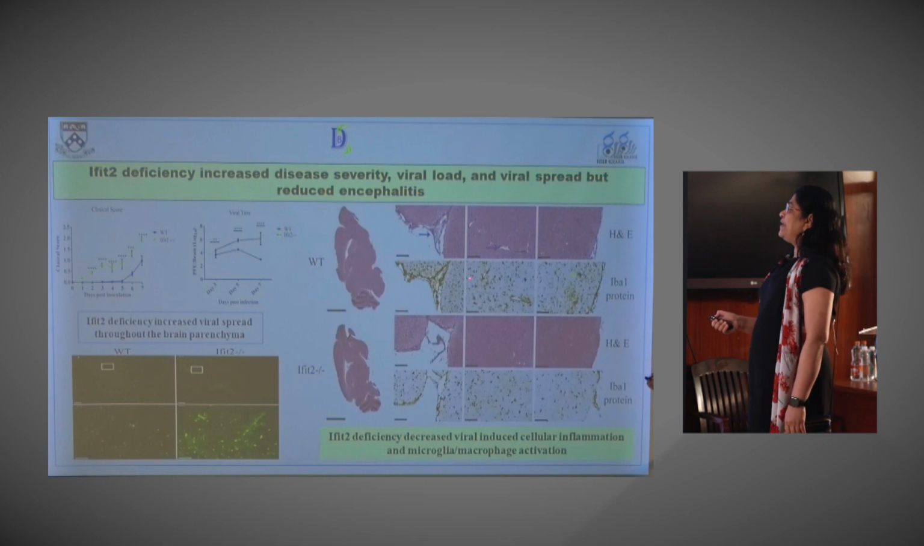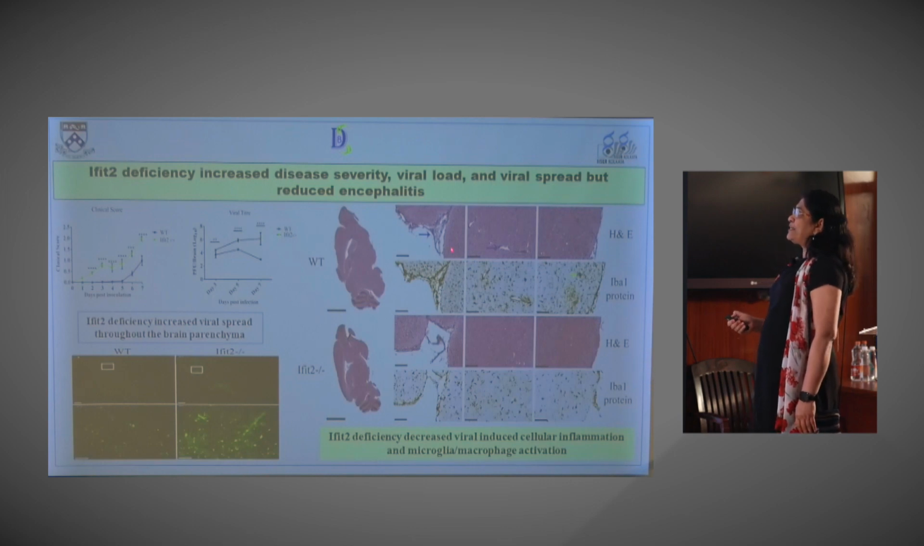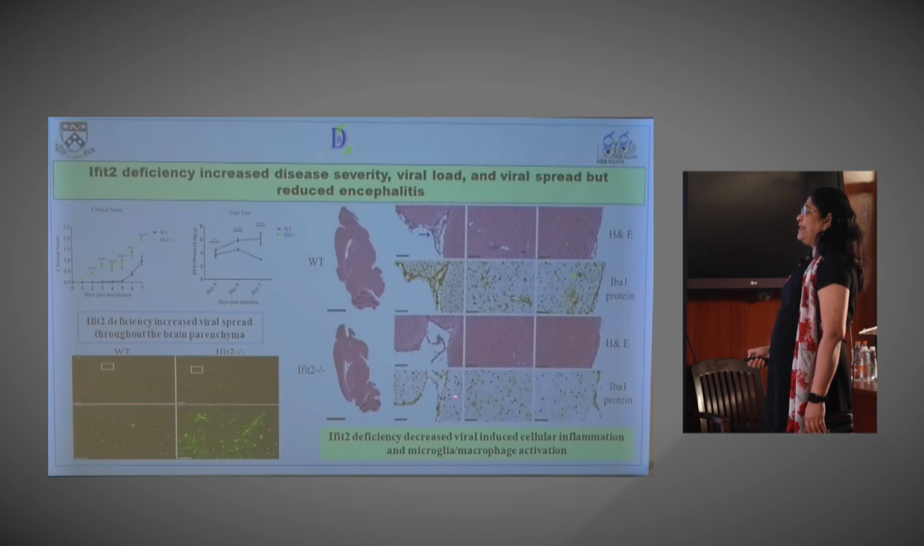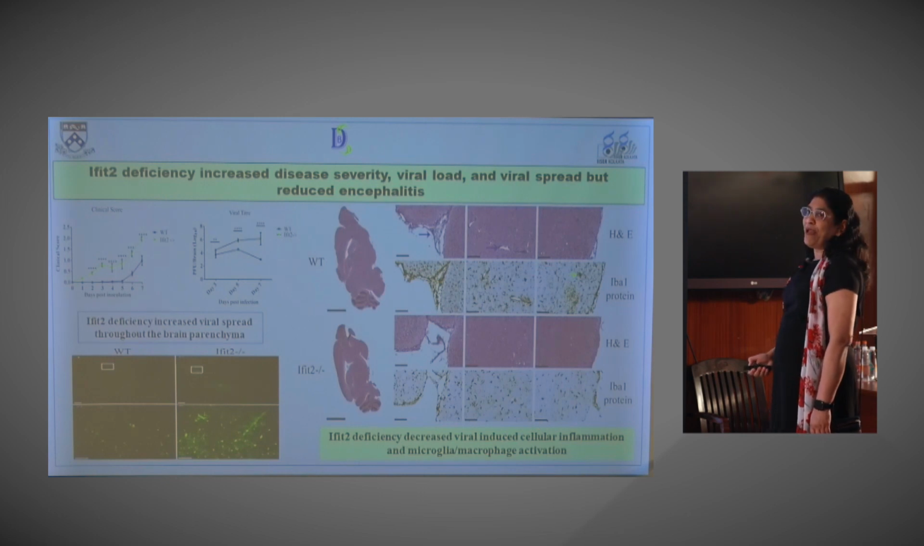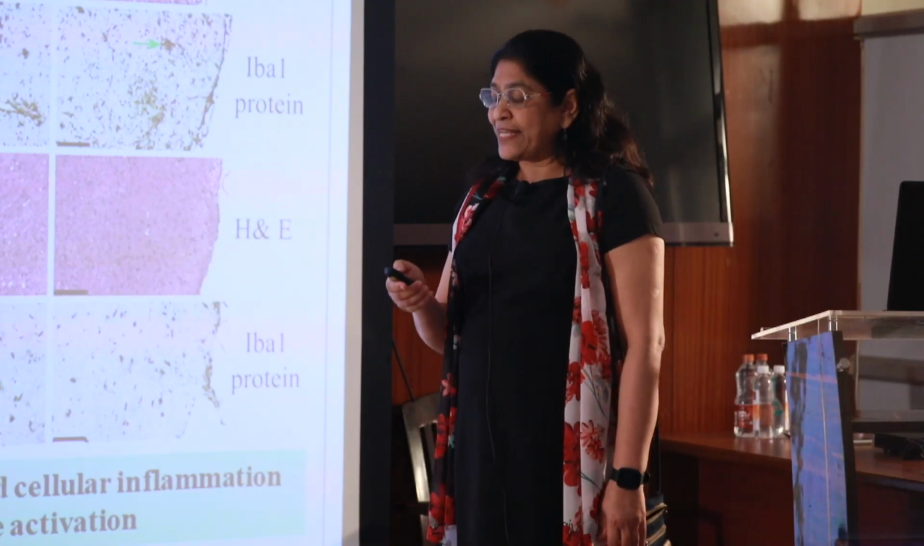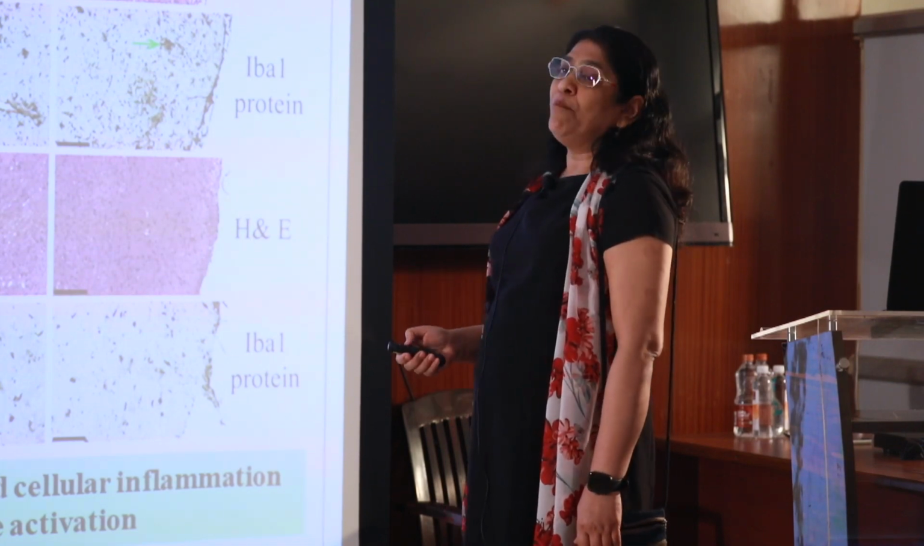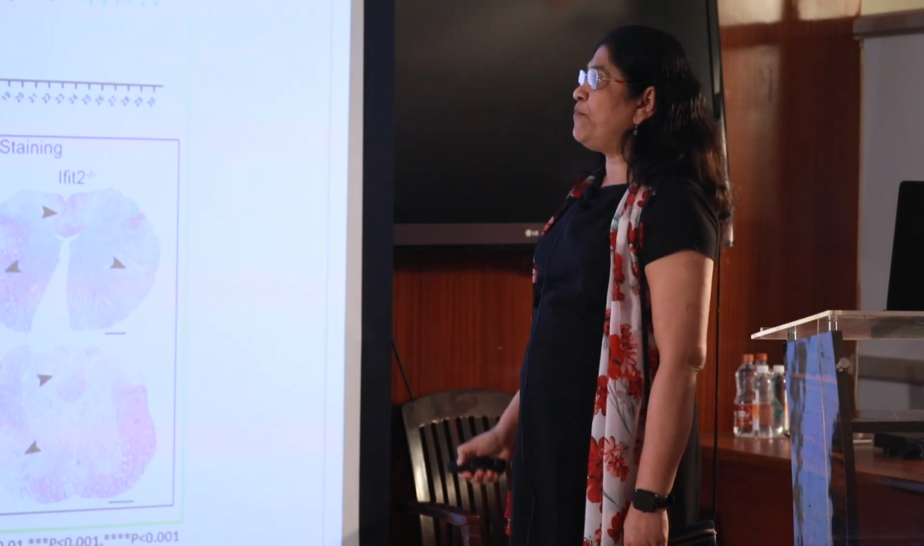But surprisingly, we observed that while wild type mice, as I showed you, develop meningitis, inflammation in the meninges, then perivascular cuffing, microglial nodules, IFIT2 knockout mice are much more quiet and silent. There is not much activation of microglia macrophages. So IFIT2 deficiency decreased virus induced cellular inflammation and microglia macrophage activation. That is basically telling us why, due to lack of inflammation, the mice were dying even at 2000 PFUs.